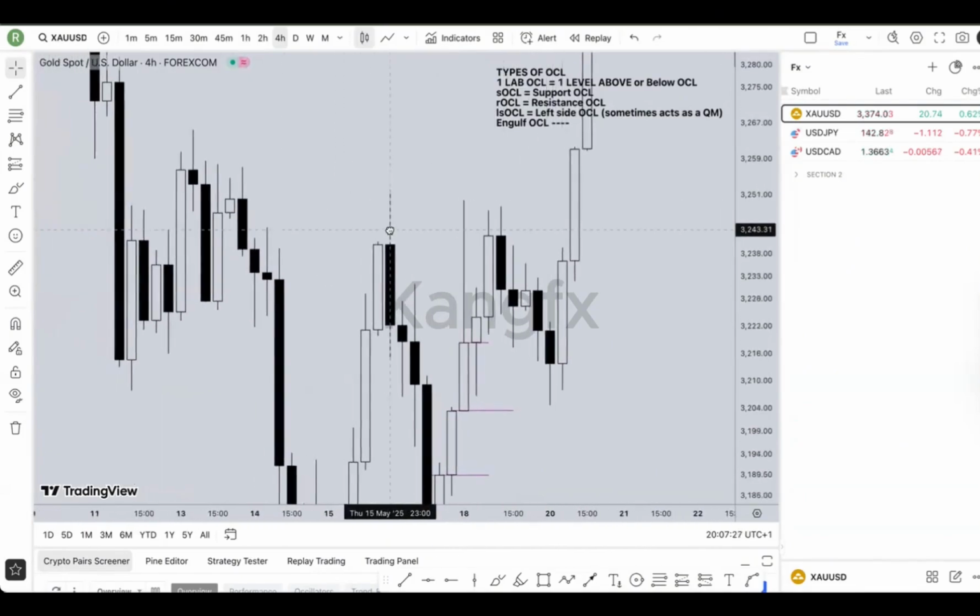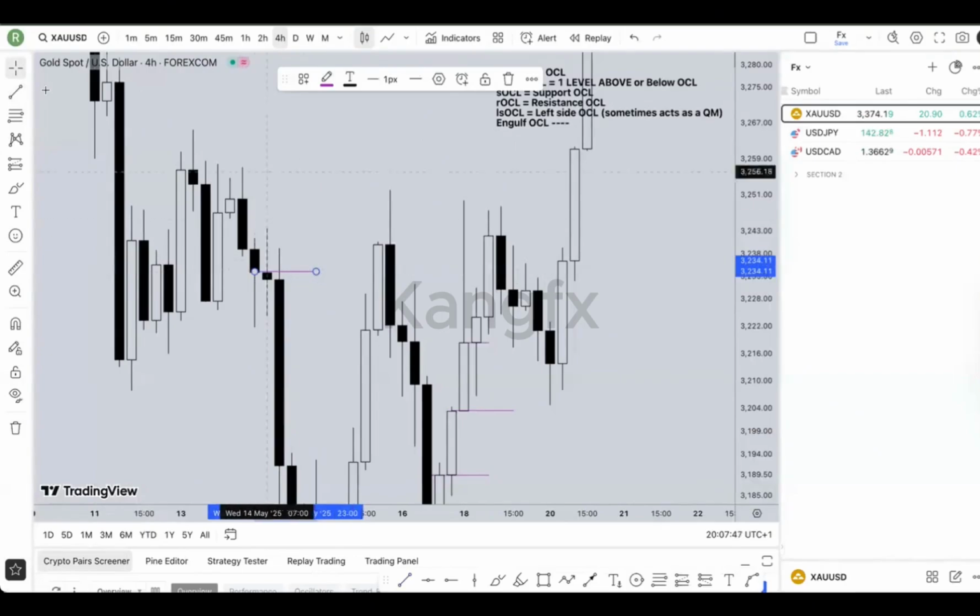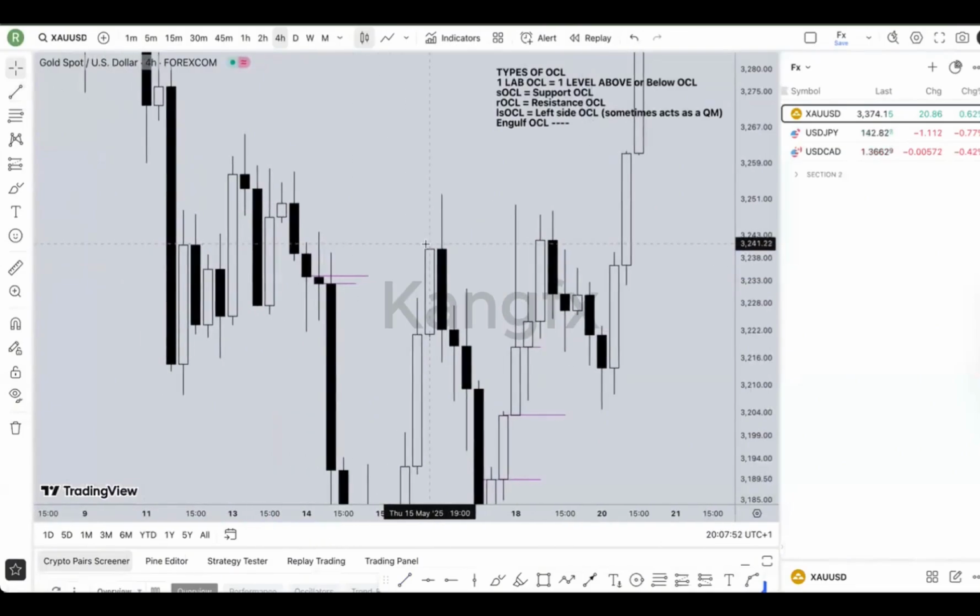Now, if I check this, one level above, can I use that as my one lap OCL? No. One level above here is what? Is this resistance. So here cannot be my one lap OCL, right? But here can be my one lap OCL. This place can be my one lap OCL. Here, one lap OCL. And I can always respect one lap OCL. You're going to learn how to use all that. For now, learn the terminologies.